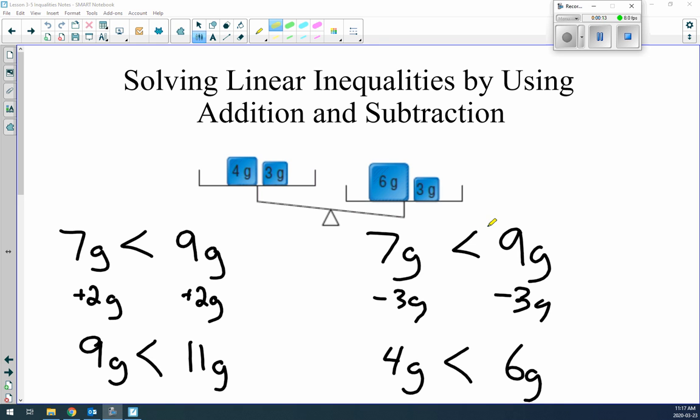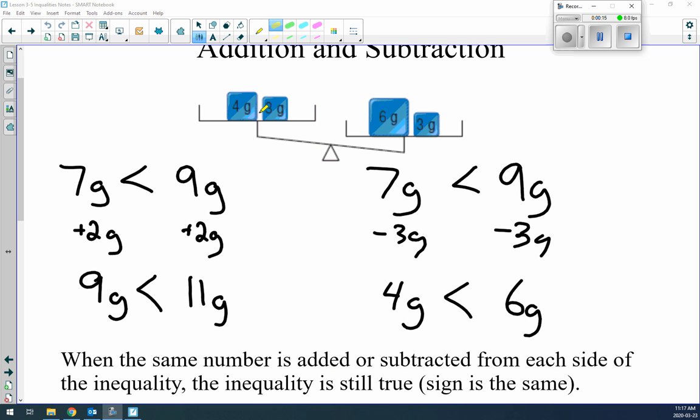So what we got here is a little picture of a scale. We got 7 on this side and 9 on this side. So 7 is less than 9, right? You can see that. Now, what happens if we add 2 kilograms to the left side and add 2 kilograms on the right side? Okay, so 7 plus 2 is 9. 9 plus 2 is 11. It's still true. 9 grams, not kilograms, is less than 11 grams.